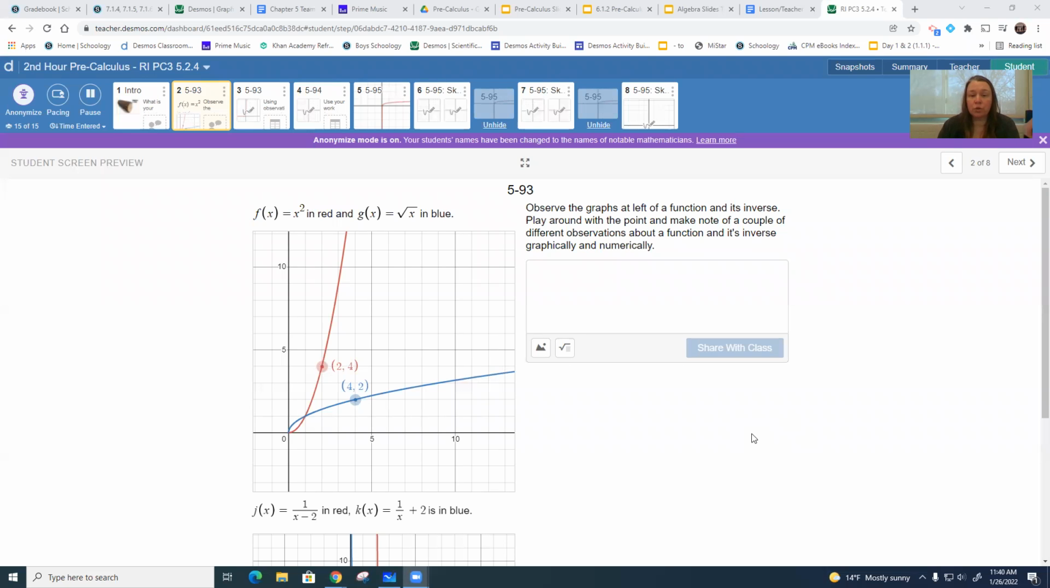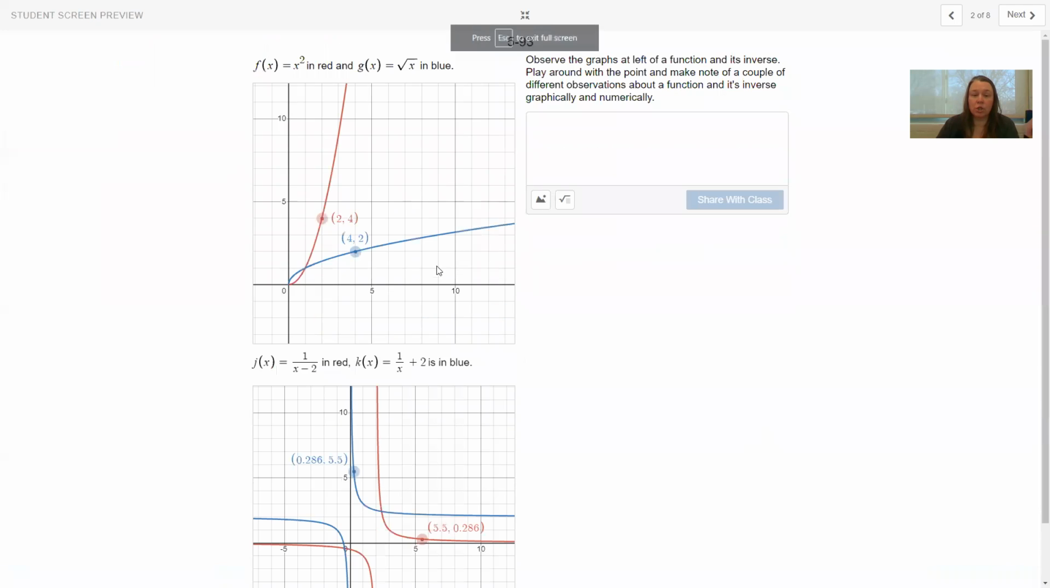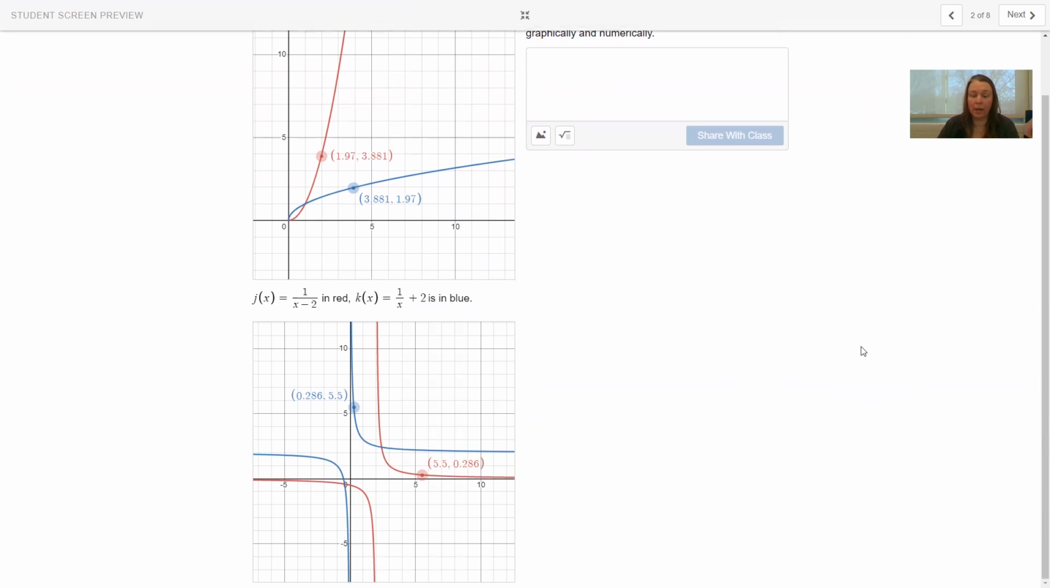All right, so the first screen asks, what's the relationship between these two graphs? Because we're going to be graphing logarithms. Logarithms are the inverse of exponential functions. So this red one is a square and this is a square root. These we know are inverses of each other. Remember, the x and the y coordinates are interchanged, the reflections of each other over the line y equals x.